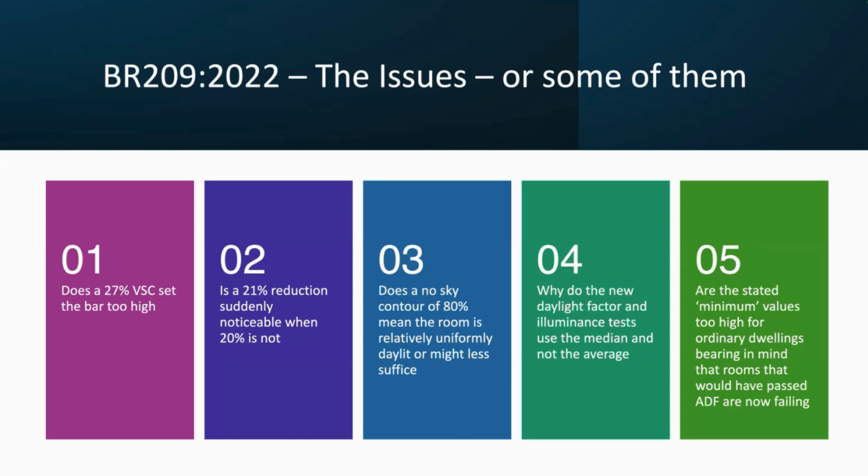The fourth one, why did the new daylight factor and luminance test use the median, not the average? Doesn't make sense to me. Medians are nice mathematically, but they don't tell you what the room looks like. And the last one there, are the stated minimum values too high for ordinary dwellings? Bearing in mind that rooms that would have passed the ADF are now failing. And I think this was mentioned in yours, wasn't it? Challenging it.